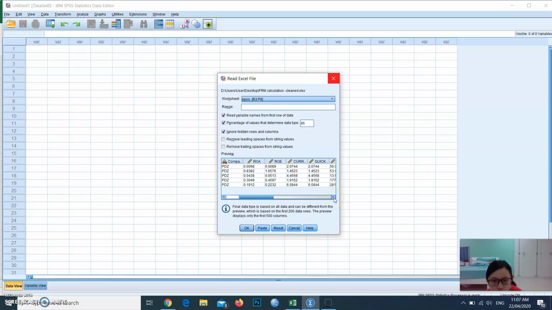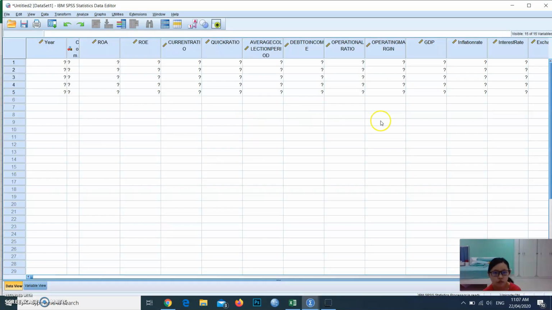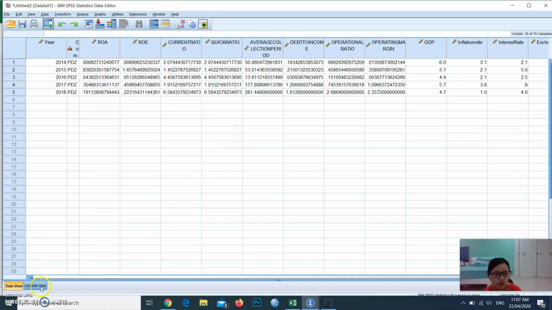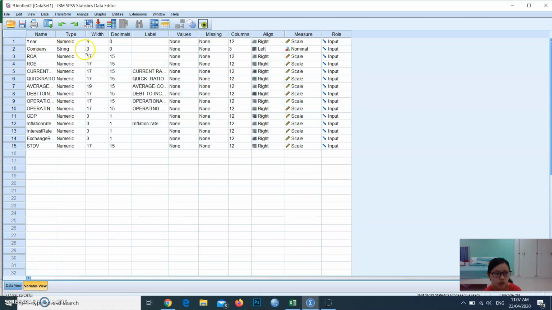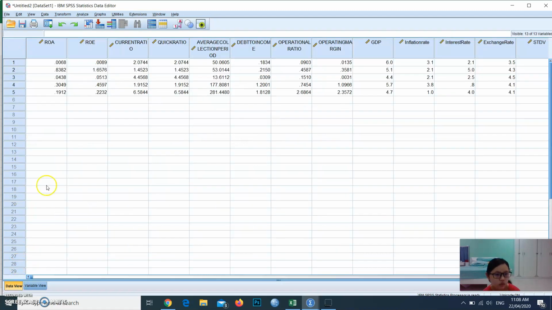Double check whether it is correct or not. Yeah, correct. So okay. First thing I will do is round off the decimal places to 4. This one will be 1. So we have years and company. The data will be like this and we can start to analyze it.